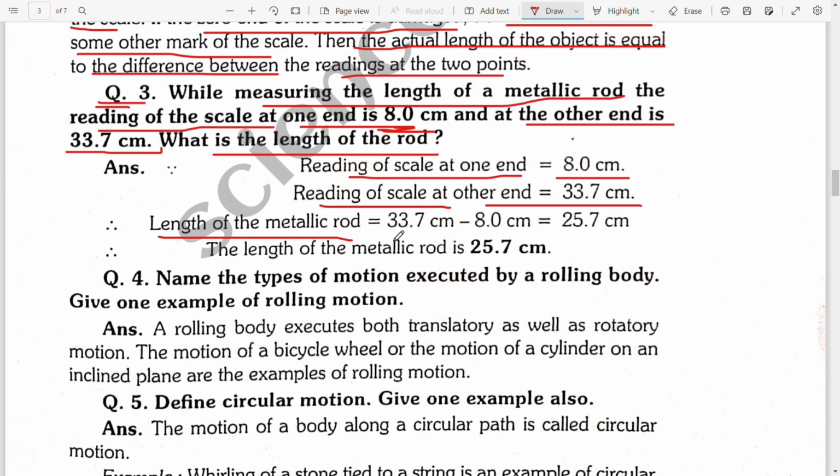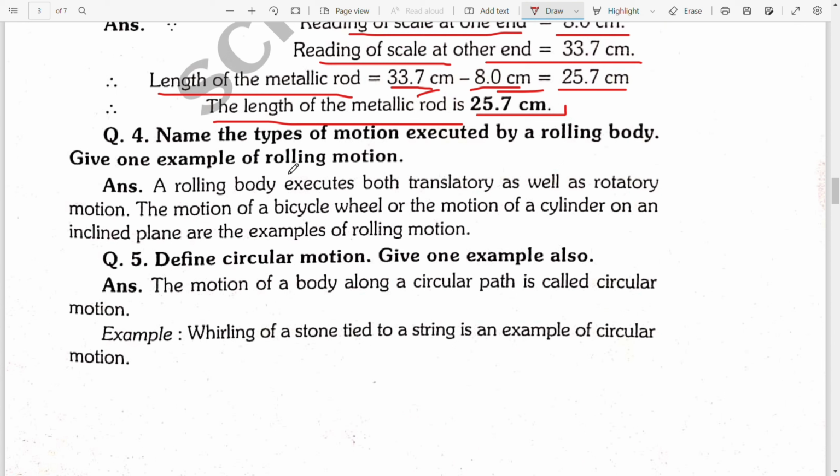We'll subtract both the measurements, right? Both the measurements, that is the reading of the scale on the other end and the reading of the scale on the one end. Okay? So we'll subtract it, means 33.7 centimeters minus 8.0 centimeter is equal to 25.7 centimeter. So here we come to know about the length of the metallic rod is 25.7 centimeters. Question was very interesting. Hope so you have understood it.